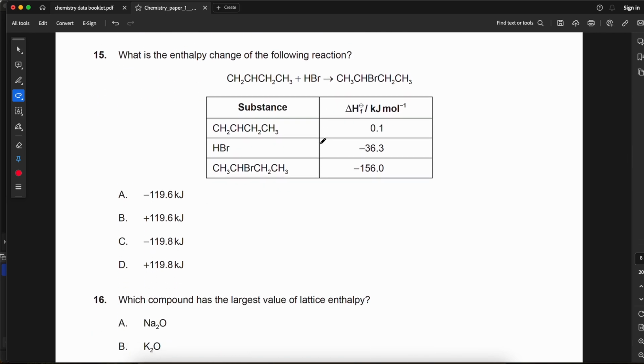What is the enthalpy change of the following reaction? So delta H will be delta H products minus delta H f of reactants. The product is this, so negative 156, minus the reactants. The reactants are HBr and CH2CH3, which is 0.1. So 0.1 plus negative 36.3, you will get negative 109.8.